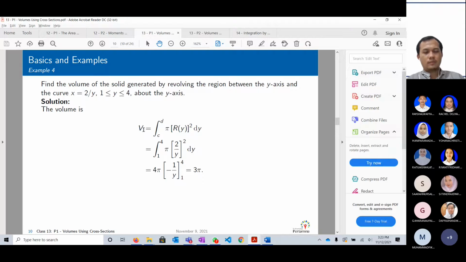Any question? If you're not sure about what I'm doing here, try to draw this curve x equals 2 over y from 1 to 4.